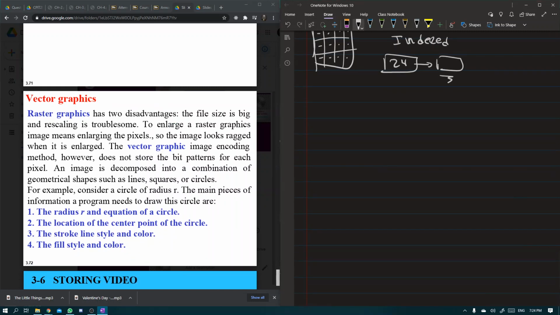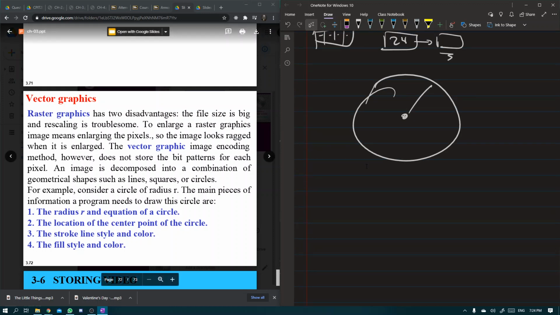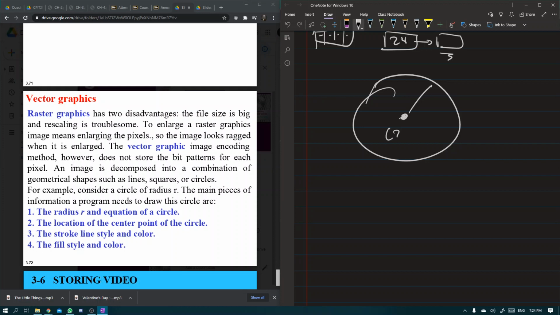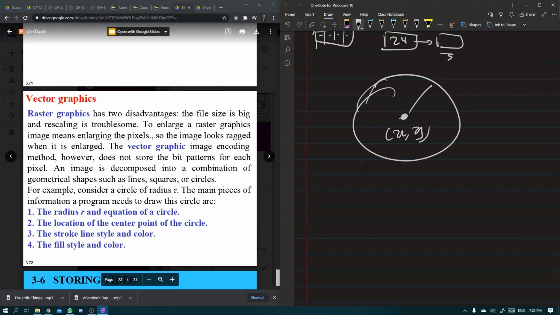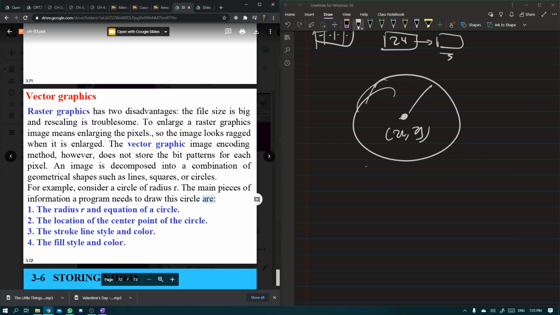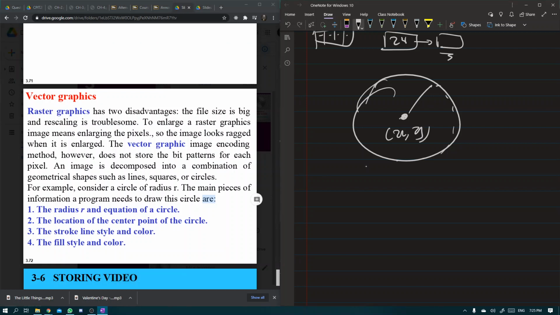So with vector graphics, you just take some known parameters, like a circle has a radius, of course, and the location of the center point, x, y, and the color, the fill style. And so instead of taking each pixel in the circle, you could just take an approximation. You store the radius and the center point, and that would be enough for you to recreate the circle somewhere else.